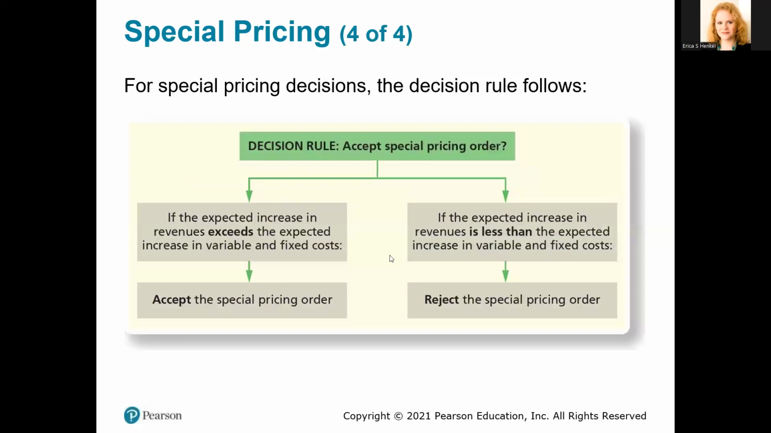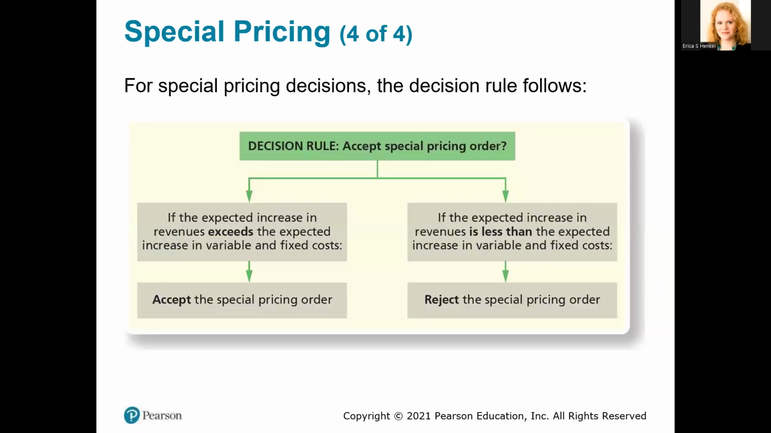All right, so we would accept a special pricing order if the increase in revenues is more than the expected increase in costs, right? So in other words, if the change in net income that would result is positive, we would accept the special order. If the change in net income was negative, it would result in less overall net income, and we would reject the special pricing order, okay?